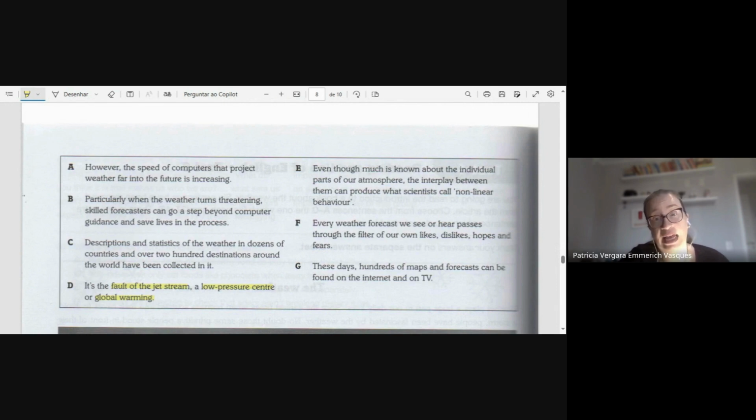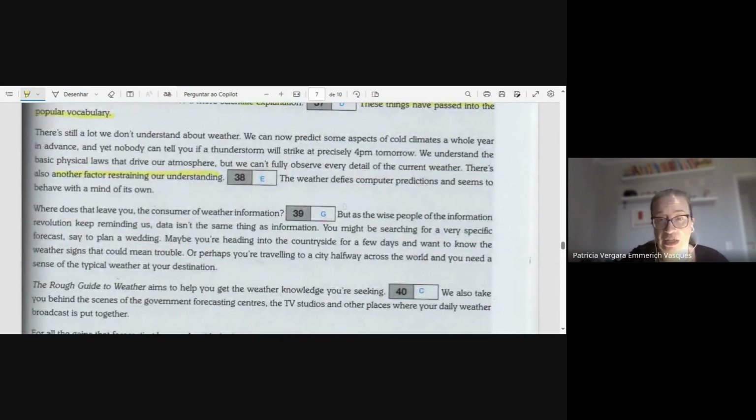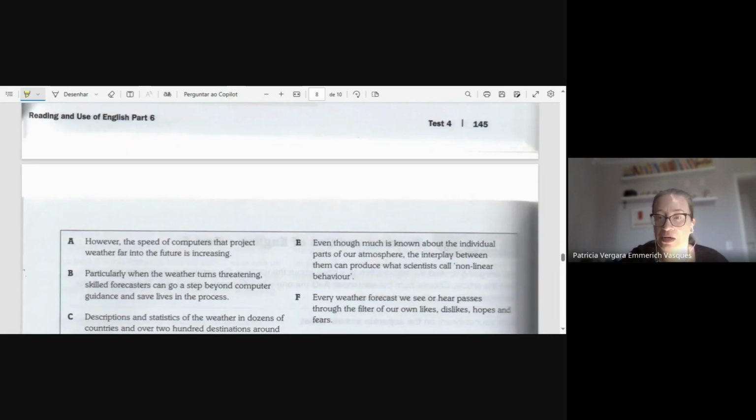And then the next part, they say, the weather defies computer predictions and seems to behave with a mind of its own. So a mind of its own. So that's what they are saying here. The interplay between them can produce, so it's not a linear behavior. So the weather changes, and sometimes it's impossible to predict.